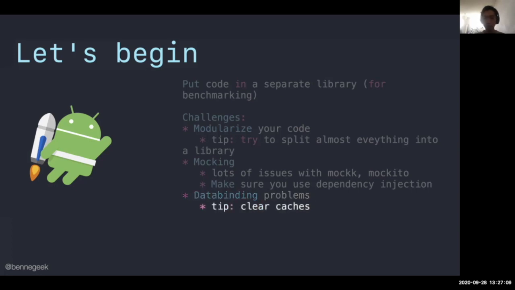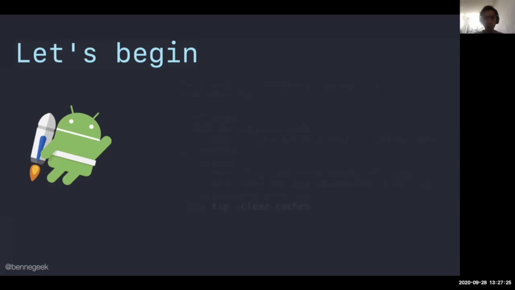And one tip you can try there is to clear the caches. For example, in Gradle. So you remove the Gradle caches and then clean your project and then rerun it. And that should solve most of the data binding problems. So now that you've already tried to separate your code in a separate library, it's time to write instrumentation tests.